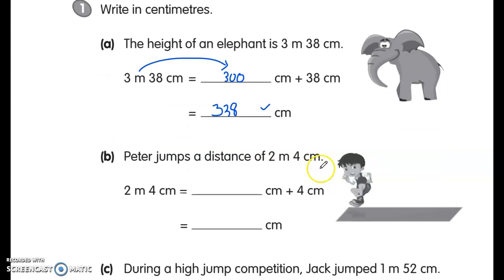Alright, I think I can see and feel that some of you actually got this first question correct. Now, let's go to question B. Peter jumps a distance of 2 meters 4 cm. So 2 meters 4 cm. Okay, meters converted to cm is 200 cm, right? So 200 plus 4 is 204. Don't forget your 0 in the middle.